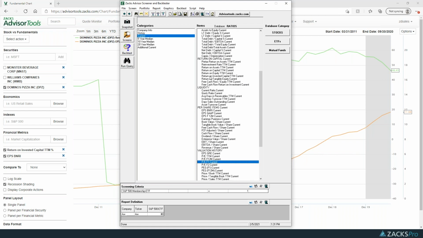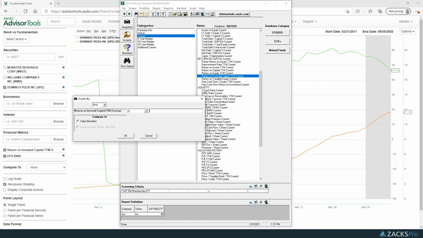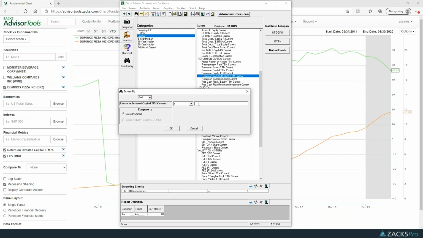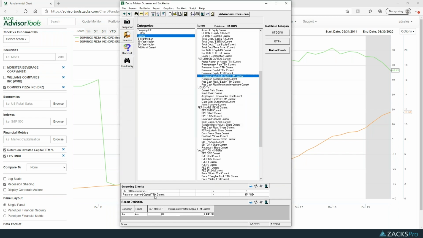So what we're interested in is the return on invested capital. I'm just going to double click this here, and set this to be greater than 15%. And there's no magical number to that. It's not a hard and fast rule. You can play with this number to find different ranges of ROIC. But I'm going to start off with 15% here. So we're going to look for greater than 15%. And this is just a current number. So we're finding companies within the S&P 500 that currently do better than 15% ROIC.